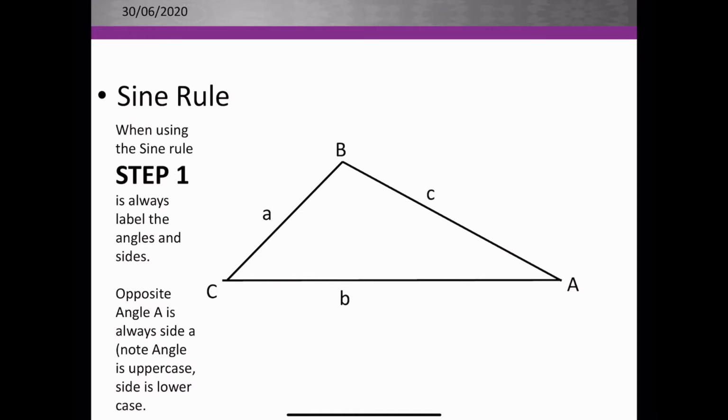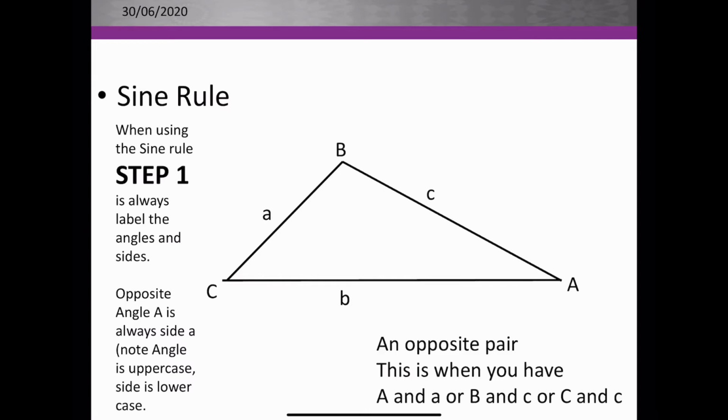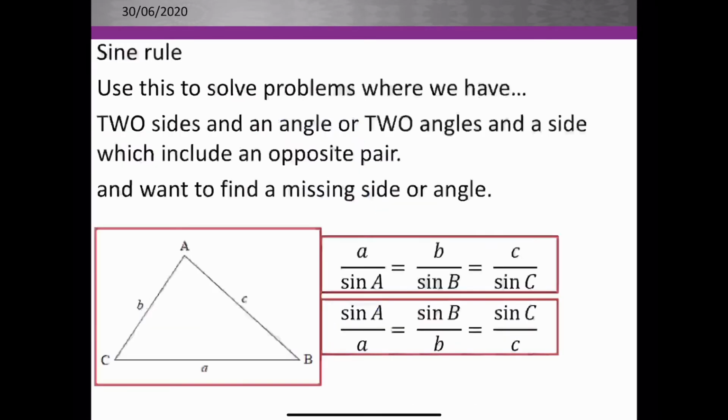Step one is always label the angles and sides. So you've got A, B, and C. That's why they've labelled the A, B, and C for us. The opposite pair is A and A, B and B, and C and C. So we use the sine rule. Whenever you're trying to find a missing length, you use it in this way, because it makes it easier to find the unknown. Whenever you're trying to find a missing angle, you use this one, because it's easier when changing the subject of the formula.